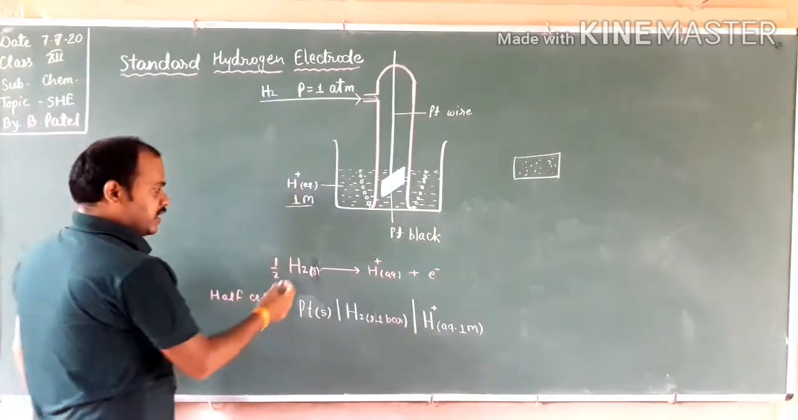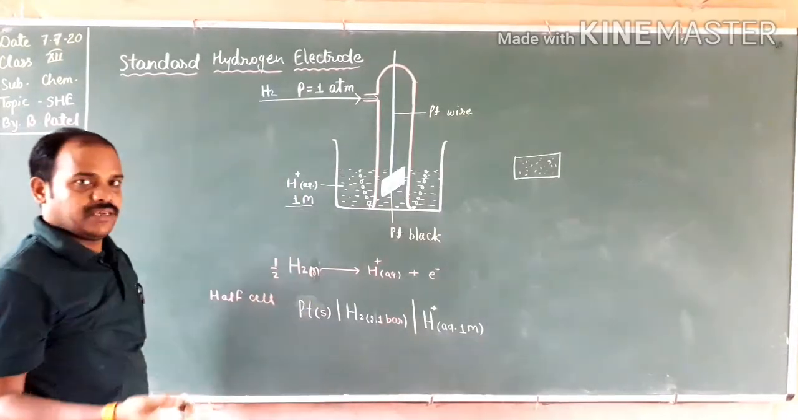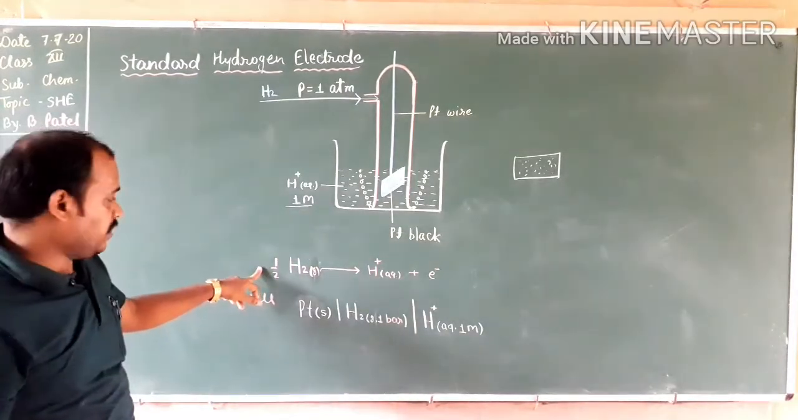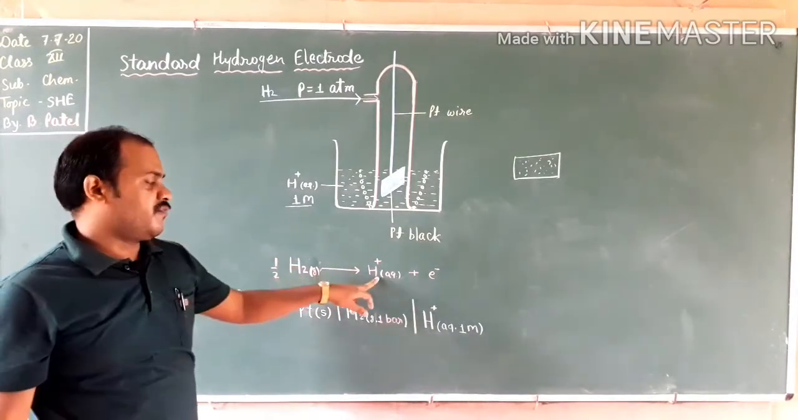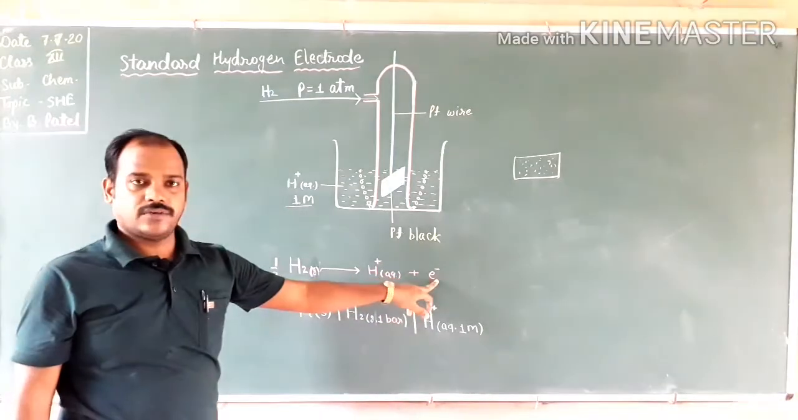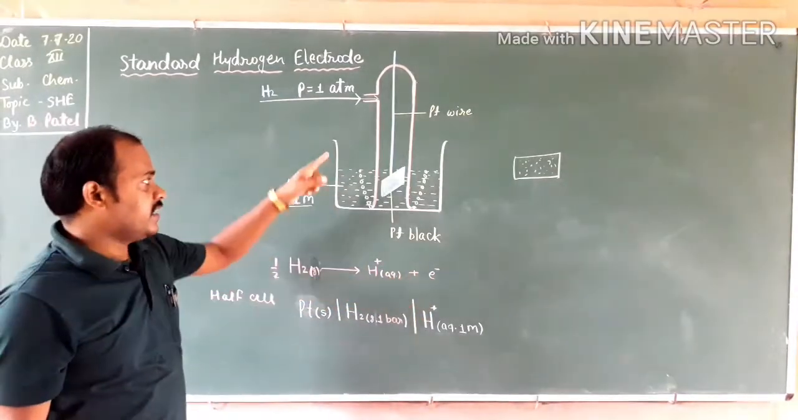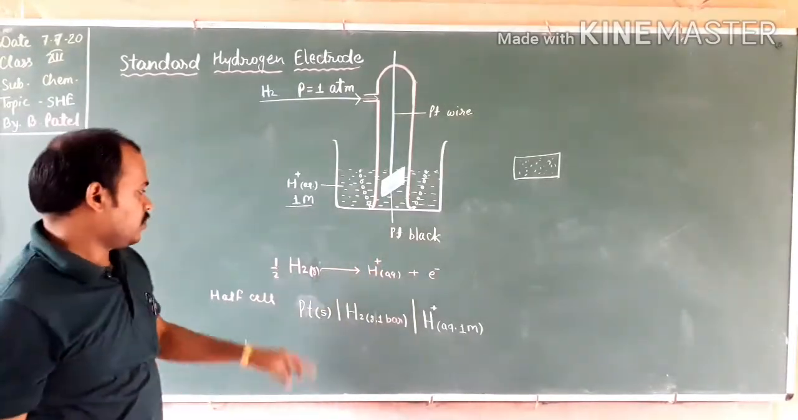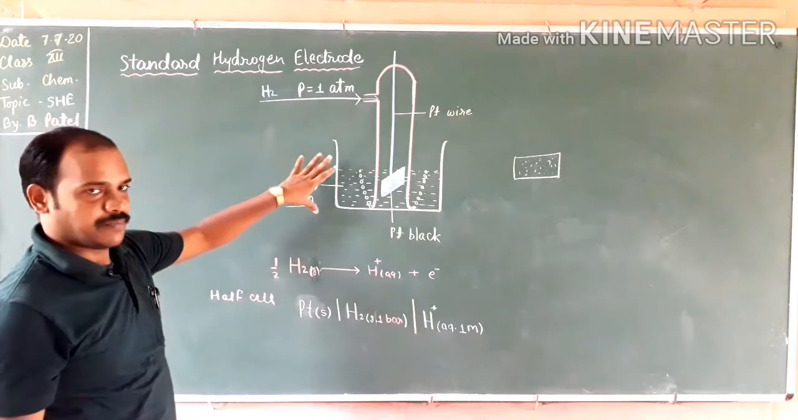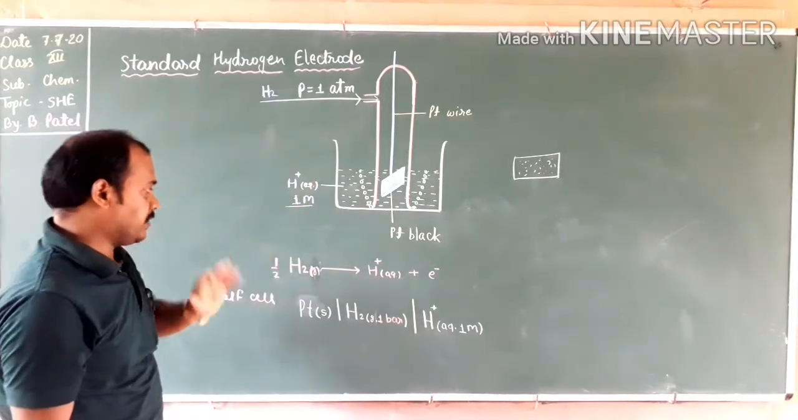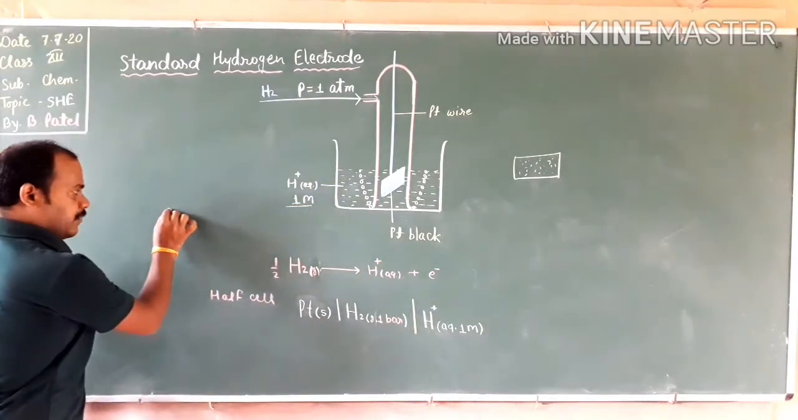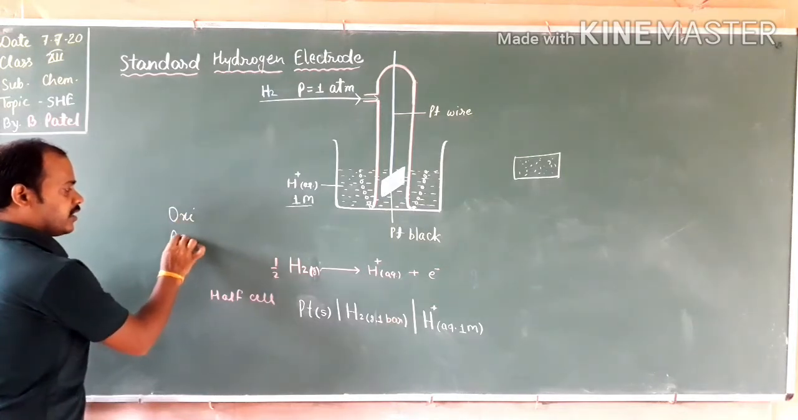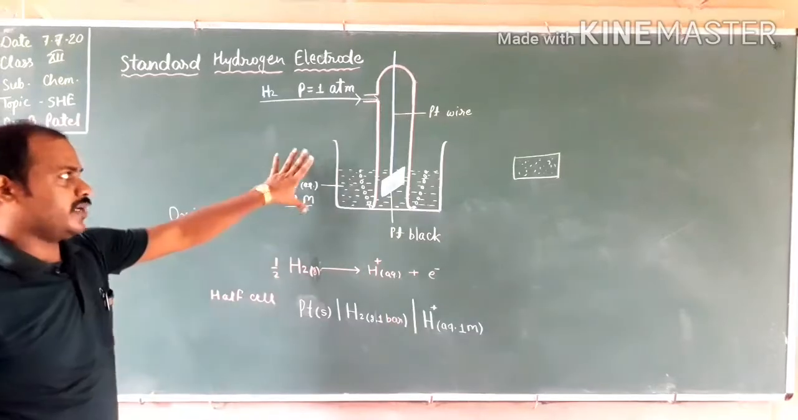In this electrode, it may be oxidation, it may be reduction. If it is oxidation, then how will it take place? H2 will form H plus and donate 1 electron. If a reduction reaction is there, then this reaction will be inversed. So this reaction will take place in this cell. Now see, we have two types of reaction, oxidation and reduction. So both reactions are possible in this electrode.